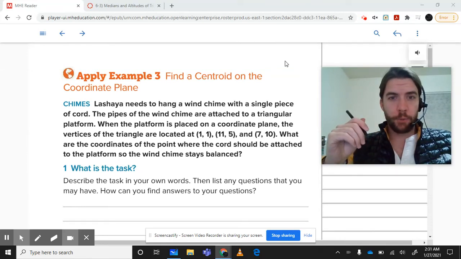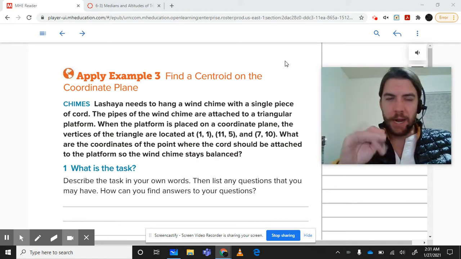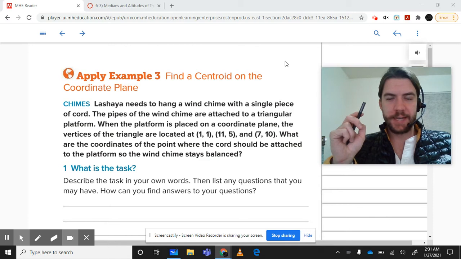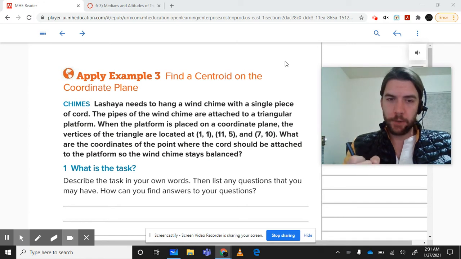Okay, here on example 3, we're going to try to find the centroid of a triangle using the coordinate plane. So using like a graph. In the prompt, it says Lashaya needs to hang a wind chime with a single piece of cord. The pipes of the wind chime are attached to a triangular platform. So a little triangular piece of wood. It's going to have a string coming off the bottom of it with a wind chime on it.